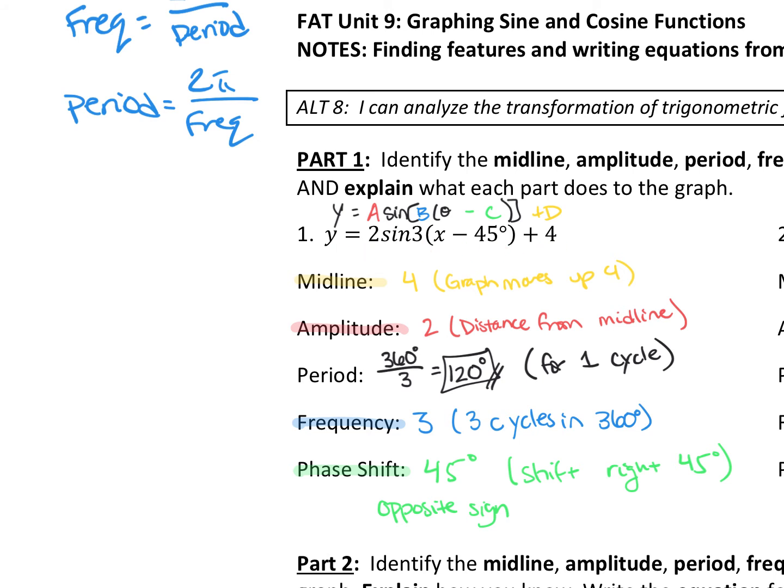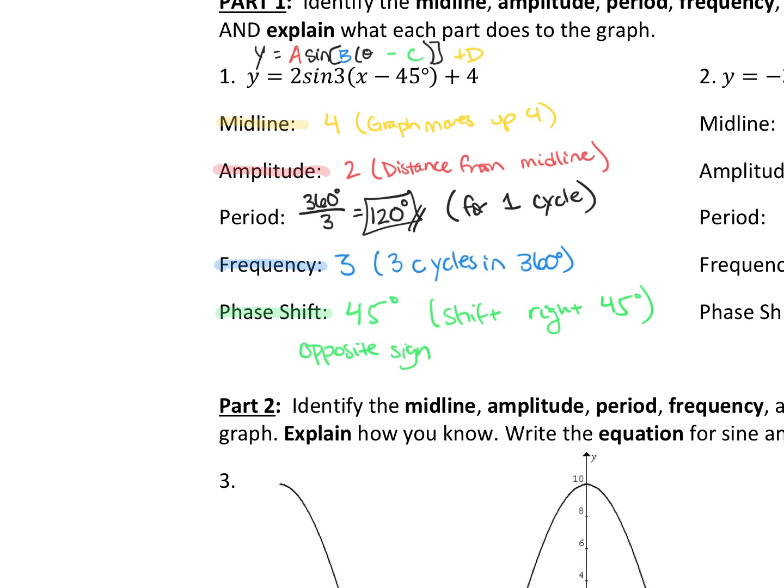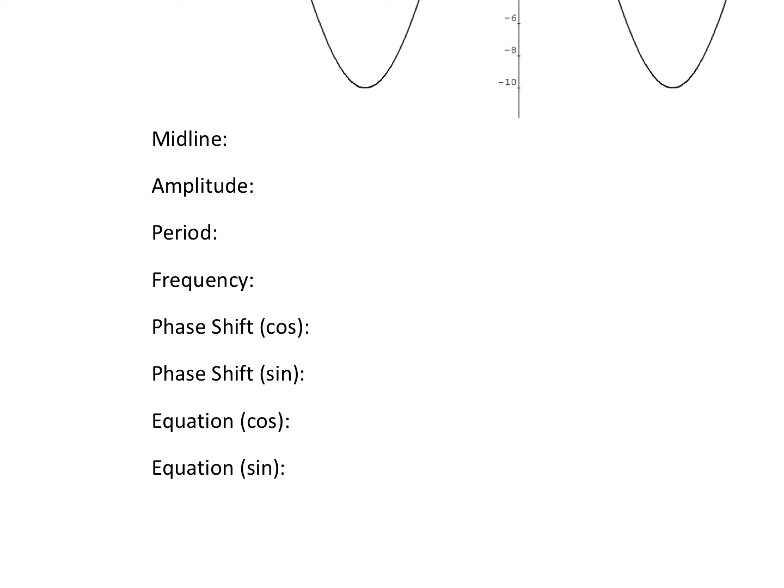What if, for our last problem, we looked at a graph? So let's take a look at problem number 3. Now, we're not going to do all of problem number 3, specifically because the last 2 pieces ask us to write equations for sine and cosine. We're not doing that. Right now, we are just identifying features.